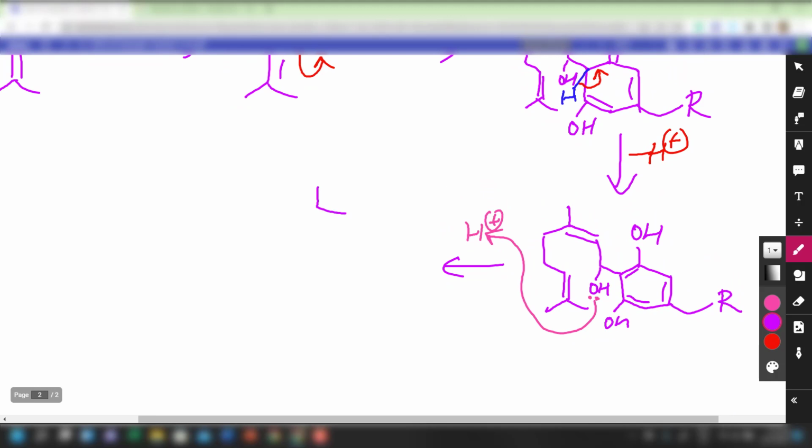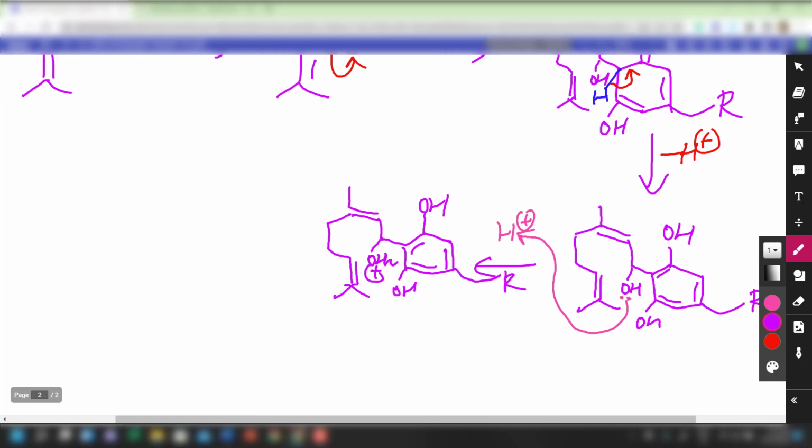Okay, and then I'm just going to redraw the whole thing. My apologies, it's going to take a bit of time, but I'm just trying to do it ASAP. The OH is here, the OH is here, and then the OH2 with a plus charge. And then the R group is here. Now the first thing you might be thinking is, I'm going to lose the water. So let us try losing the water first.